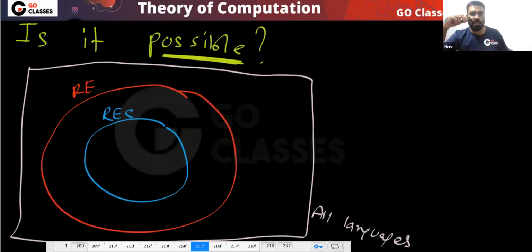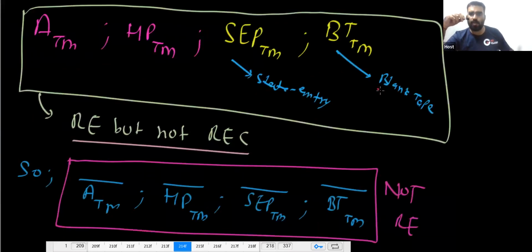Okay. So very simple. Now another thing: is it possible that L is here, and L complement is here? Is it possible? This is the blank tape problem of Turing machines. In the previous lectures, we have already seen what the blank tape problem is. BTTM, blank tape problem. We have already seen this, right? Mavit, do you remember this?